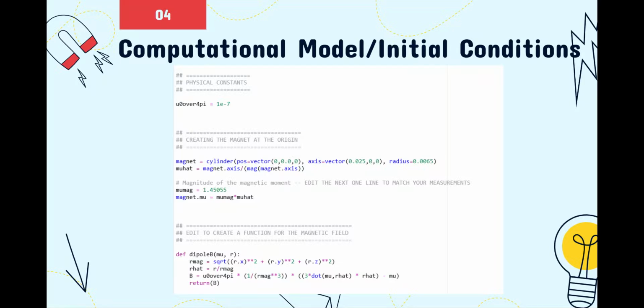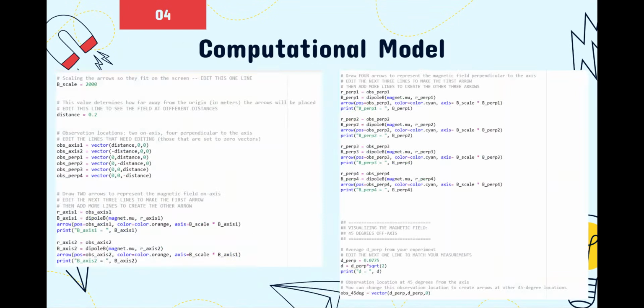Okay, so here was our computational model. For initial conditions, I had the physical constant mu naught over 4 pi, which creates a magnet as a cylinder at the origin, and set mu mag to 1.45055, which is what we got from calculations. Okay. The second part, the rest of the code, sets up the observation locations, 2 on axis and 4 perpendicular, computes a field at each using dipole B, and draws colored arrows. The orange represents the on-axis field, and the cyan represents the perpendicular field.